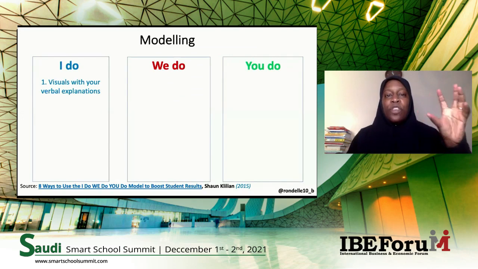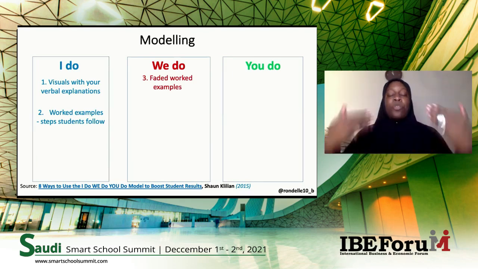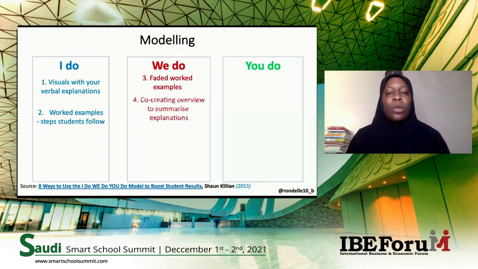You will use visuals for the explanations, so that your students can use those visuals as a reminder and as a hook. And you will work through examples, articulating the processes you go through so the students can follow those particular steps and note them down. Now, with the "we do", it means that you and the students are working through another example, following the principles you've modeled. And you would look at faded worked examples. The next slide will show what a faded worked example looks like.